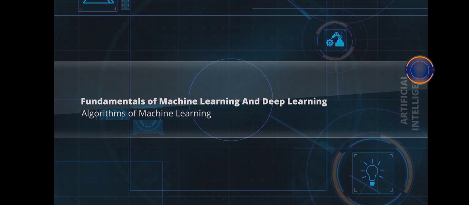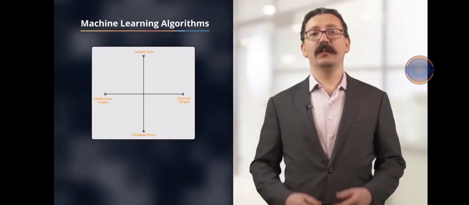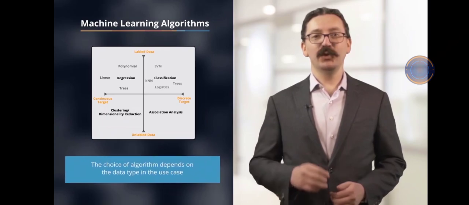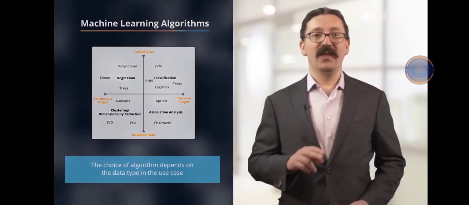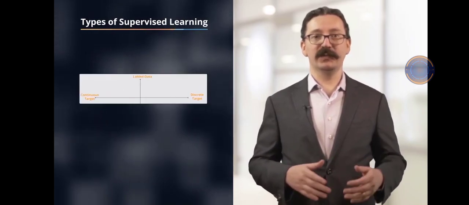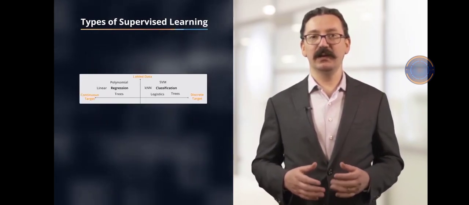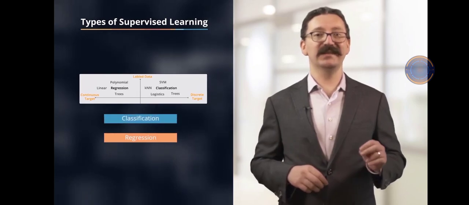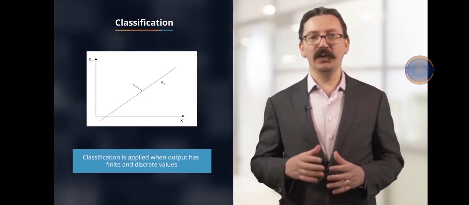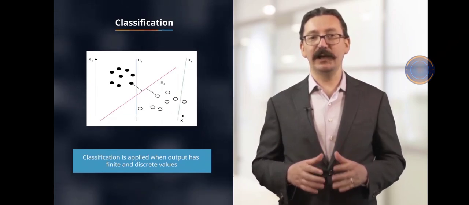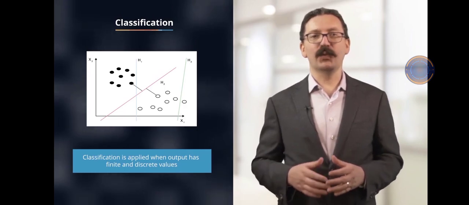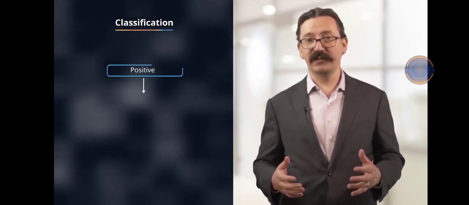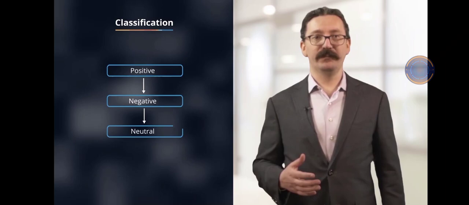Learning. There are four main types of machine learning algorithms. The choice of the algorithm depends on the type of data in the use case. The two main types of supervised learning that use labeled data are regression and classification. Classification is applied when the output has a finite and discrete value. For example, social media sentiment analysis has three potential outcomes: positive, negative, or neutral.